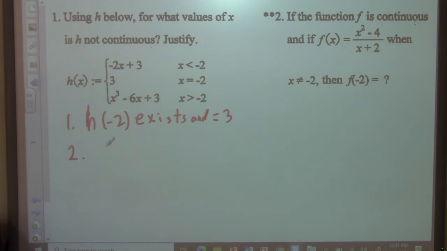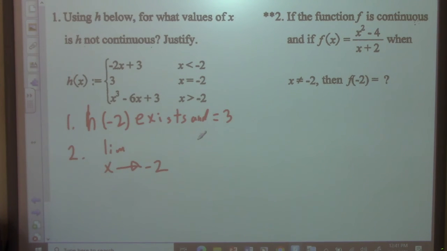So limit of h of x as x approaches negative 2, does that exist or not? Do you know that yet? I don't know it yet because we haven't tested it. So what do we have to do to test to see if that limit exists? Plug it in.